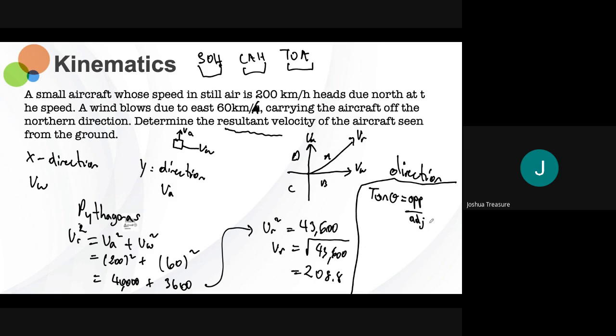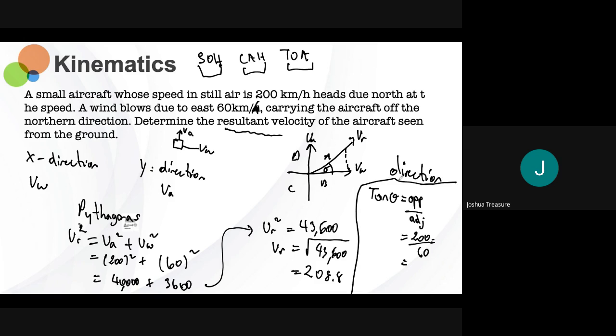All right, so you're not wrong if you said cos, you're not wrong if you said sine. But you understand what I'm trying to say, right? Yes, sir. All right. What is our opposite? 200 over 60. All right. And what do we get here?